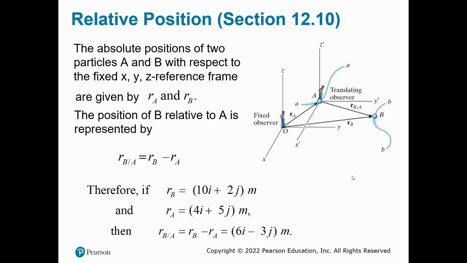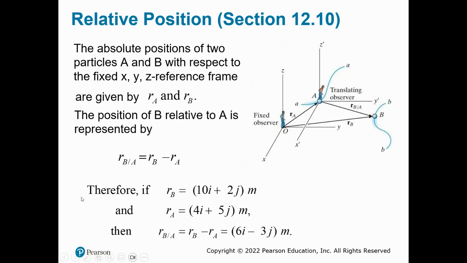First things first, we're going to learn to define the relative position. Let's say I have particle A and particle B with respect to the fixed XYZ reference frame. For particle A, we have a position vector RA. For particle B, we have a position vector RB. In order to find the position of B relative to A, RB/A will equal RB minus RA. And keep in mind that this is vector subtraction, not simple algebraic subtraction.